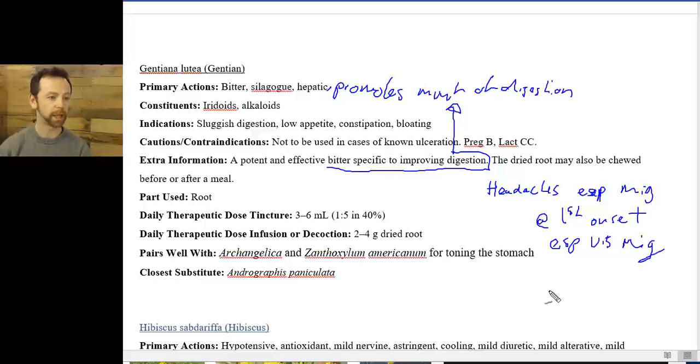If you find that it's beneficial, hey, let me know. We'll make it a thing. Okay, that is our gentian.